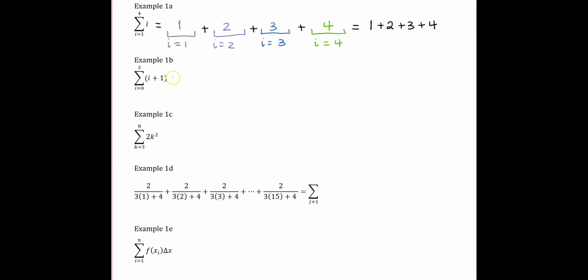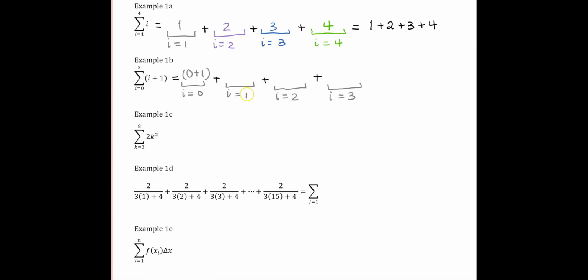In example 1b, this time our lower limit is I equal to 0. So the first term here will start when I is equal to 0. Then our second term will be when I is equal to 1, followed by when I is equal to 2. And then the final term will be at the upper limit, when I is equal to 3. So let's plug into this sum to see what we get. When I is equal to 0, we have 0 plus 1 as our first term.